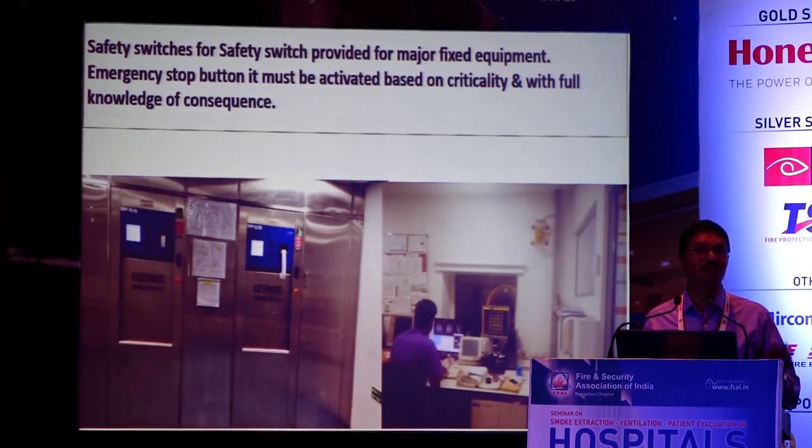So these are some of the points which may look silly, but in practical conditions they are very, very relevant. So this is something which we need to do for the medical equipment. About MRI, I told you about the MRI.